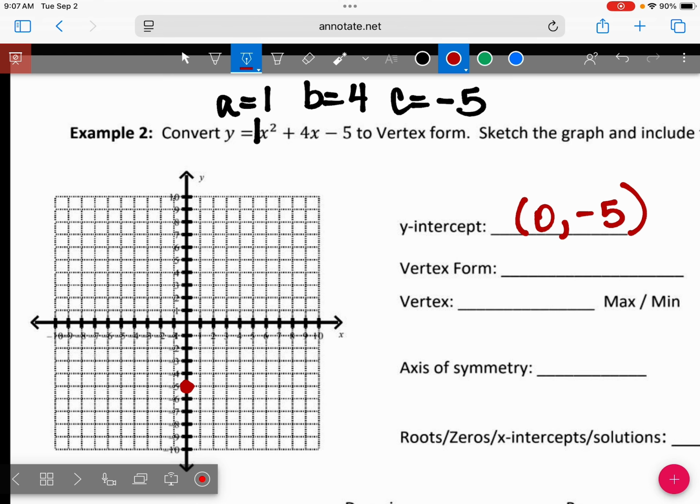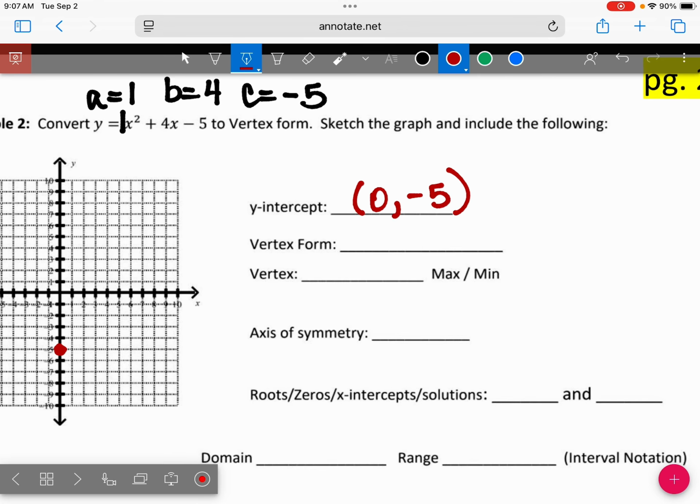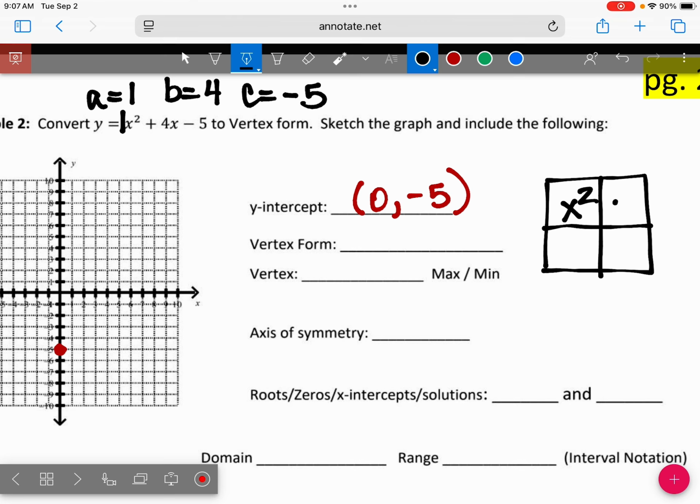So in order to do vertex form, we need to complete the square, and that's what we talked about last week. I'm going to make our box. This is not the same as factoring. We put our x squared here. What is half of 4? 2x goes here and here. And then the c value would go here.